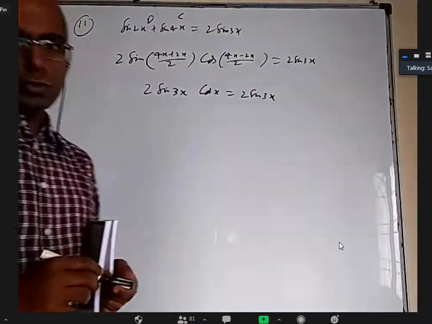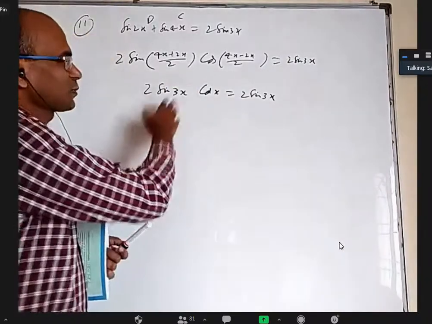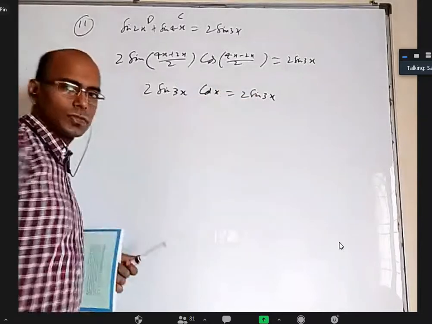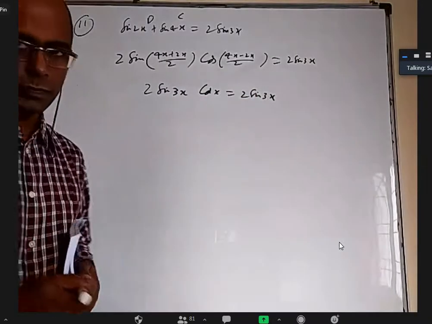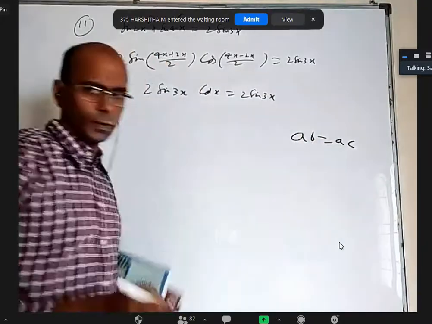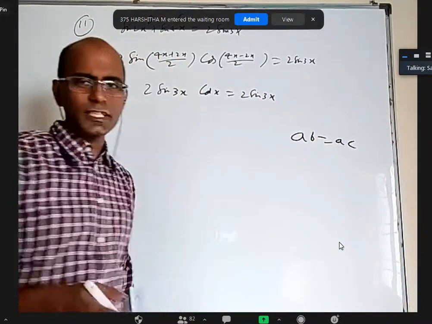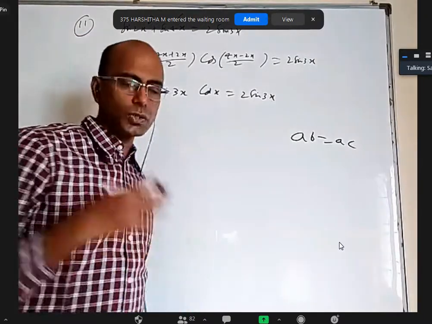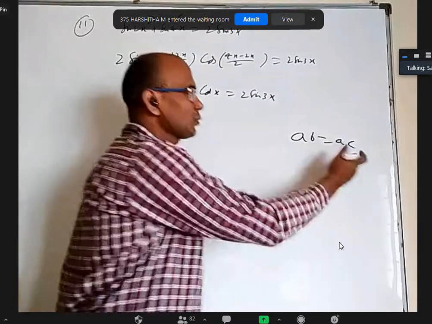One thing you should never do in any equation is cancel something on the right and left. Somebody may say, I can cancel sin 3x. No, we'll miss some solutions. Whenever I say AB equal to AC, it is not necessary that B and C must be equal. A equal to 0 also is there. That choice we will miss by cancelling A. So you have to bring it to this side.